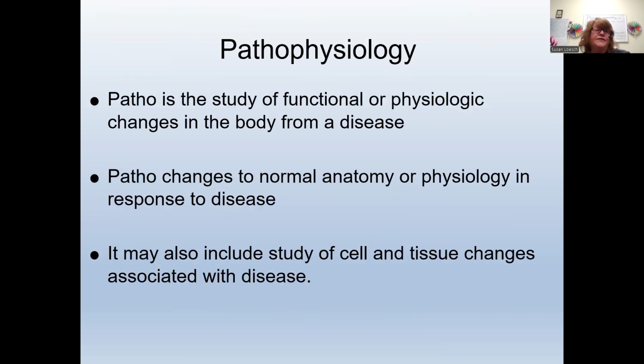So patho itself is the study of functional or physiological changes in the body from a disease. This is changes to the normal anatomy or physiology in response to the disease. Can also include the study of the cell and tissue changes. So we do that when we think somebody has cancer. We'll look at the tissue through a biopsy. That's the only way to definitively tell that someone has cancer. But we look at the cells because cells typically change in the way they look when there's a problem with it.